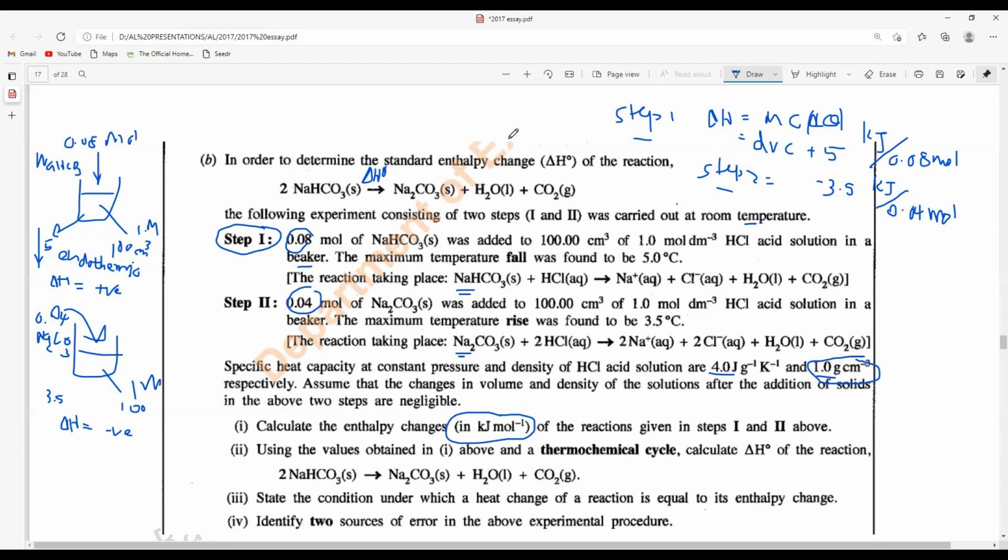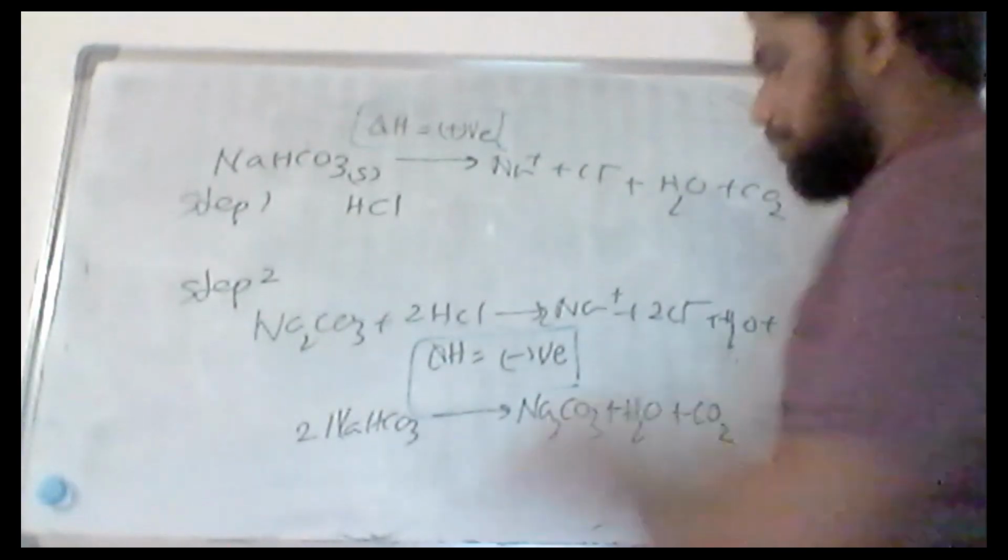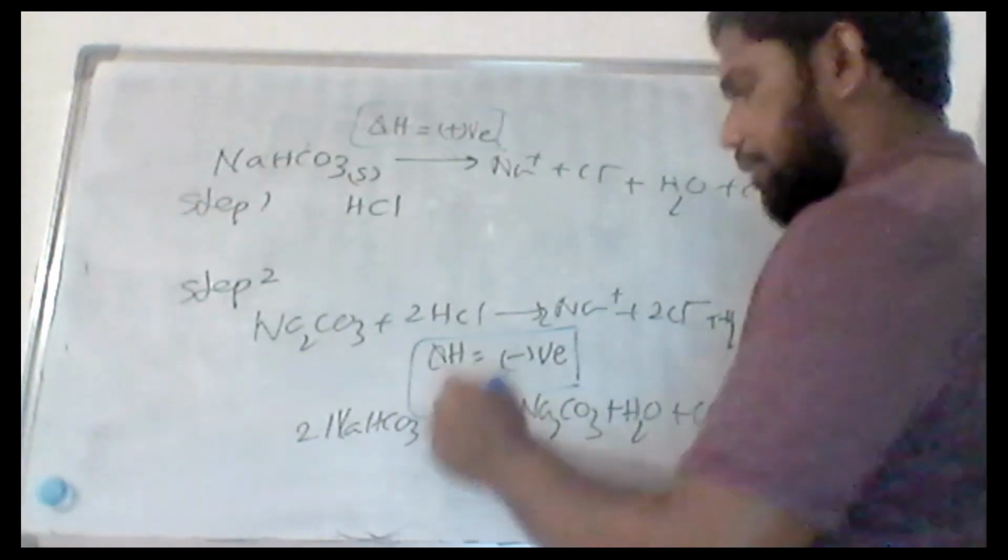2NaHCO3 giving sodium carbonate, H2O, and CO2. So what is the difference between these two? I'll stop the reaction. Okay. We have to find delta H of this one.